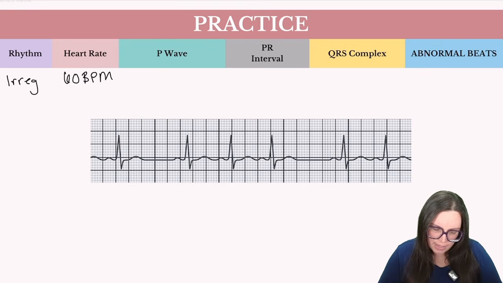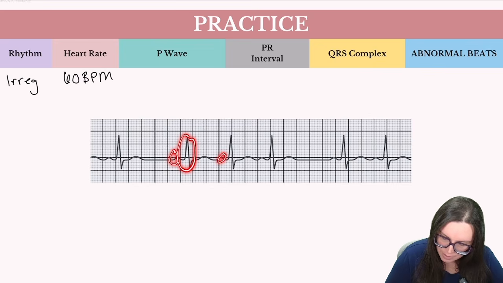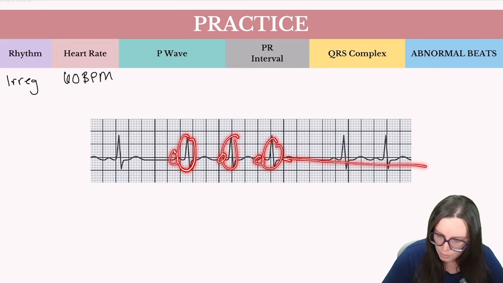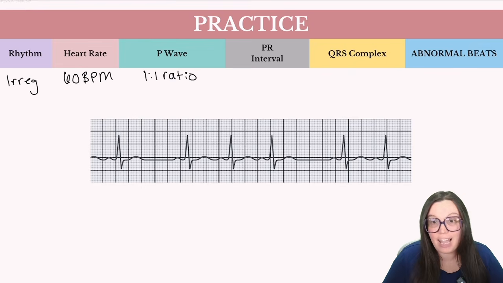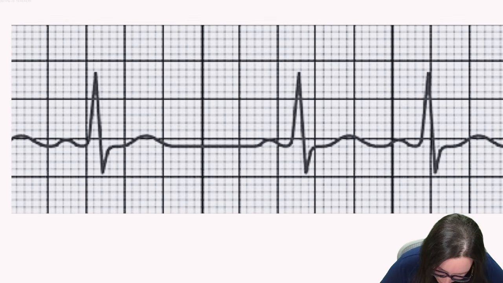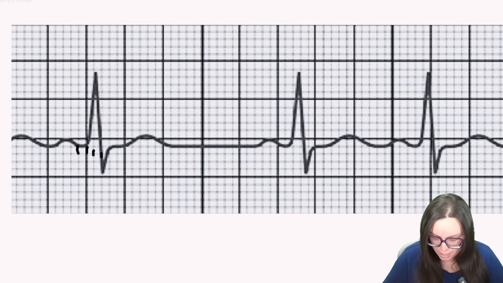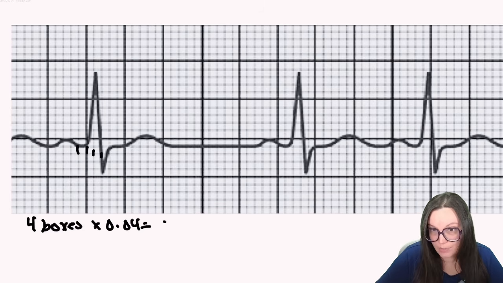Do we have an upright P wave for every QRS complex? We absolutely do. Upright P wave, QRS, upright P wave, QRS, so on and so forth, all the way down. So we can say that this has a 1-to-1 ratio for sure. And now we want to look at our PR interval and our QRS complex. Taking a look here, we've got 1, 2, 3, 4-ish boxes. So 4 boxes times 0.04 is going to give us 0.16 seconds.